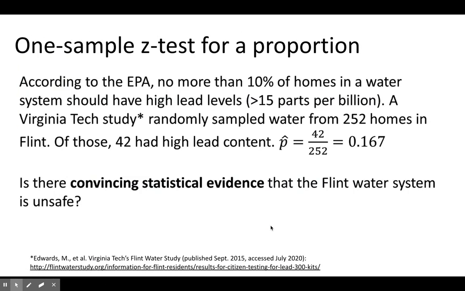So for this, according to the EPA, no more than 10% of homes in a water system should have high lead levels. A Virginia Tech study randomly sampled water from 252 homes in Flint. Of those, 42 had high lead content, with a p-hat of 0.167. So based off of this, is there convincing statistical evidence that the Flint water system is unsafe?